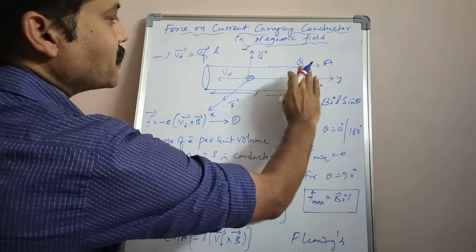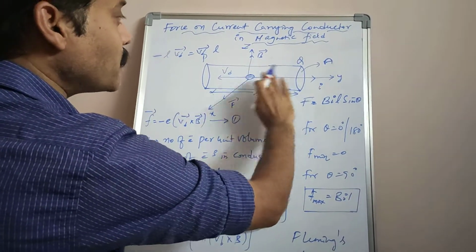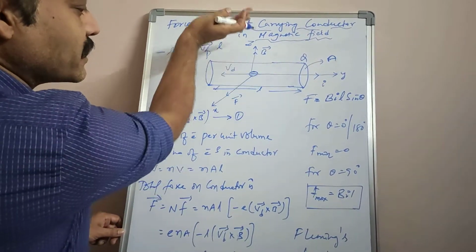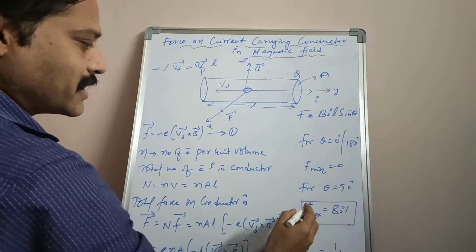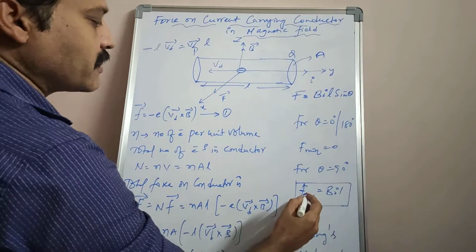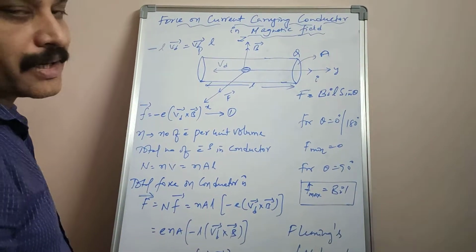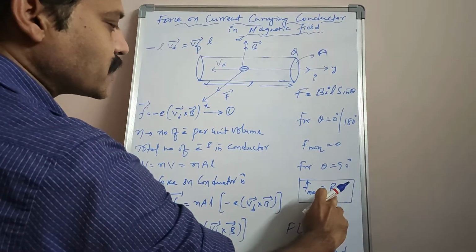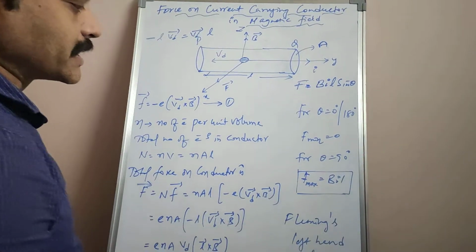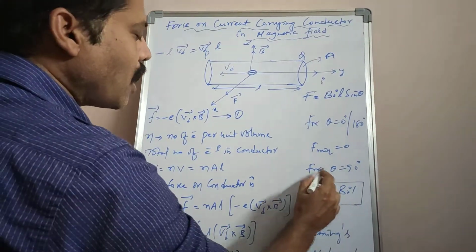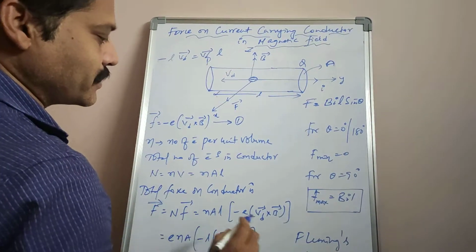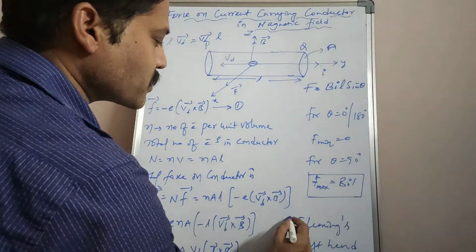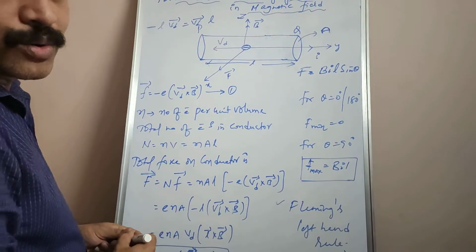Now when the conductor carrying current is held perpendicular to the direction of the magnetic field, then theta is 90 degrees and the force experienced by the conductor is maximum, where F max is equal to BIL. Here B stands for magnetic field strength, I current and L length of the conductor. Now how can we determine the direction of this force acting on the current carrying conductor? That can be determined by using Fleming's left hand rule.